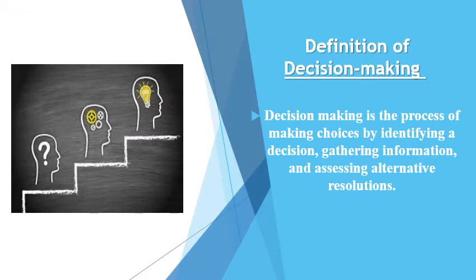Definition of decision making. Decision making is the process of making choices by identifying a decision, gathering information, and assessing alternative resolutions.